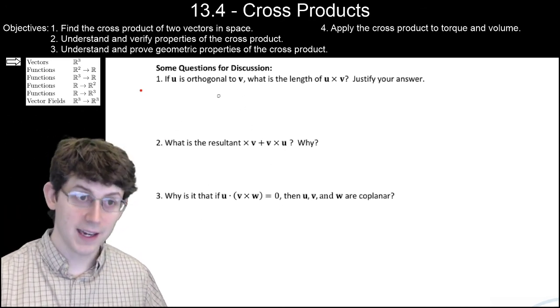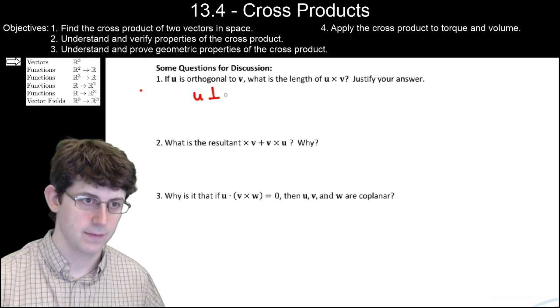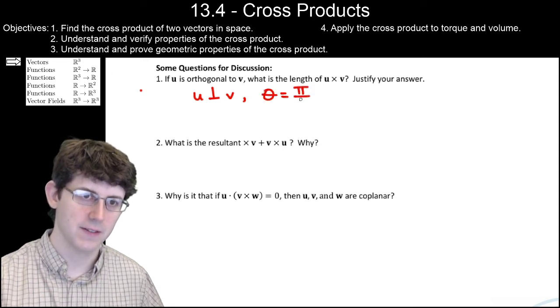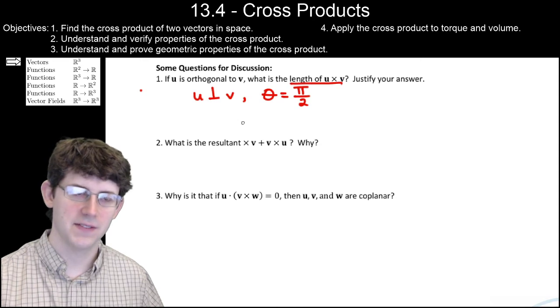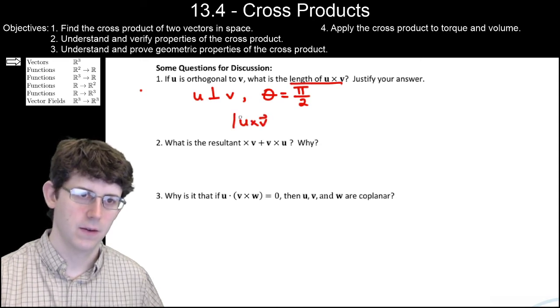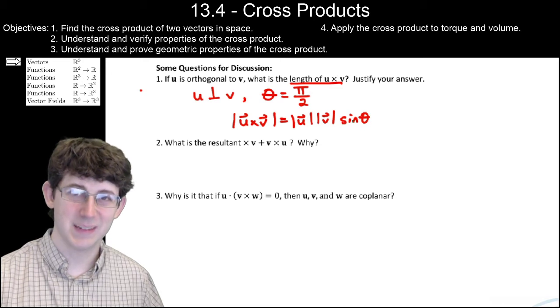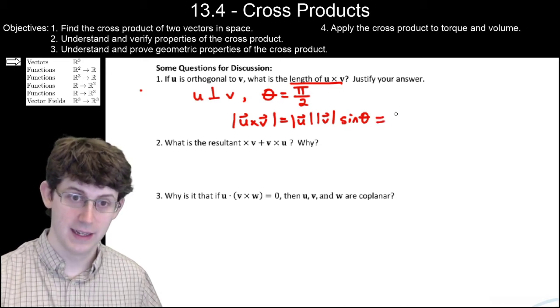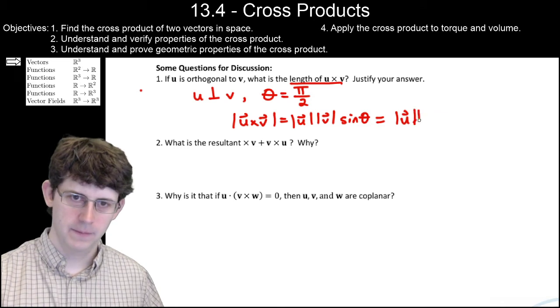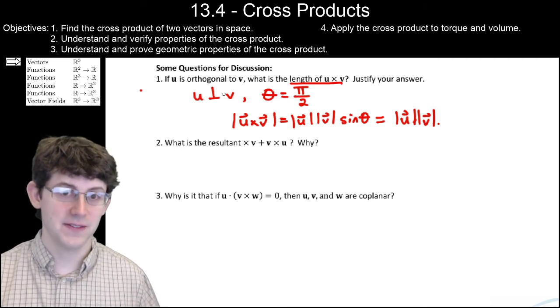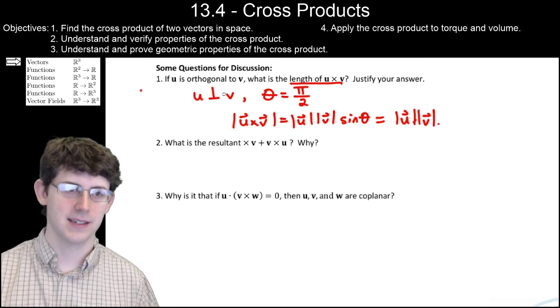If u and v are orthogonal, what's the length of u cross v? Well, if u and v are orthogonal, then the angle is 90 degrees, which is pi over 2. So the length of u cross v, well, I have a formula for it. It's the length of u, length of v, sine theta. And theta is pi over 2, so sine theta is 1. So if u is orthogonal to v, then the length of u cross v is just the product of the two lengths. It's kind of cool.